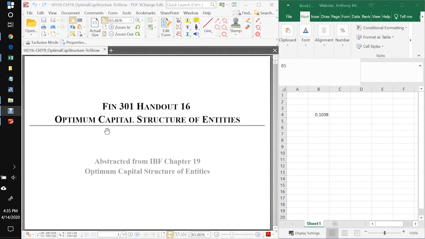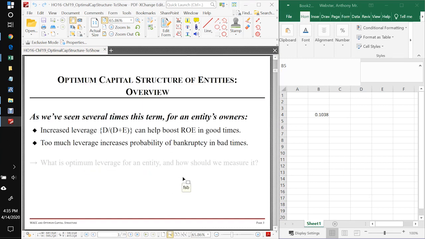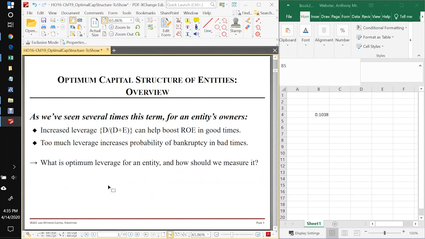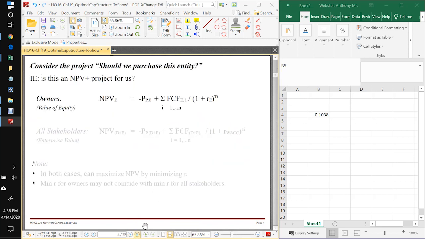Okay, so let's see how this whole optimum capital structure thing works here for entities. As an overview, we've already seen several times this term that for the owners of an entity, increasing leverage can help boost the return on equity in good times. But we've seen also if you lever up too much, it increases the probability of bankruptcy in bad times. So that sort of leads inquiring minds to want to ask the question, what's the optimal leverage for a given entity and how should we measure it? And also I would say, how should we try to compute it?